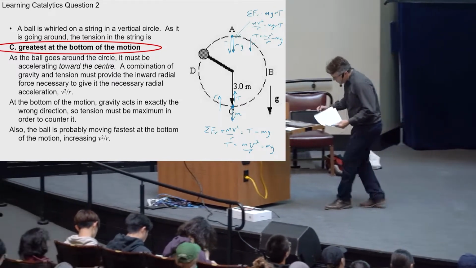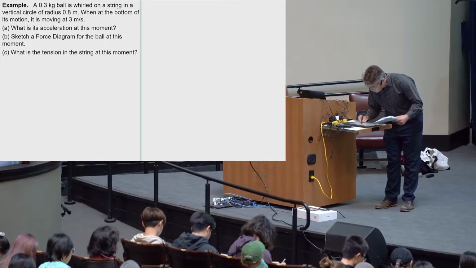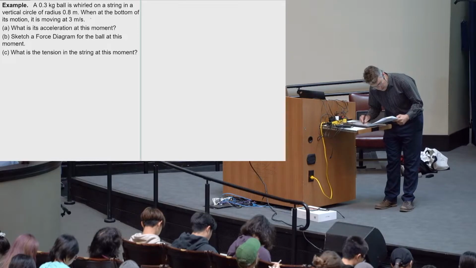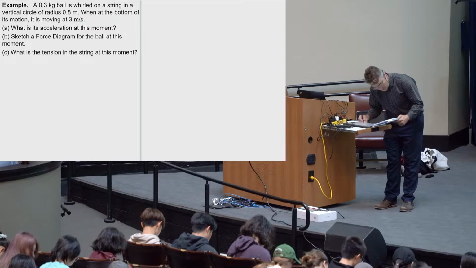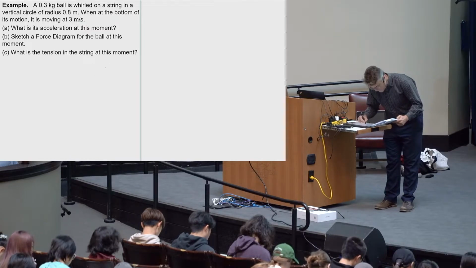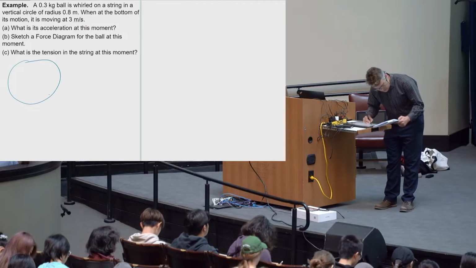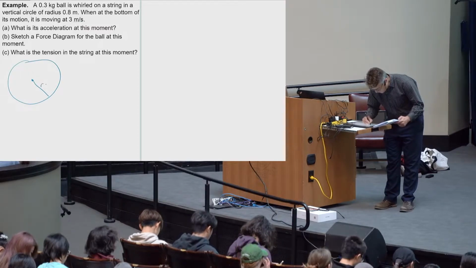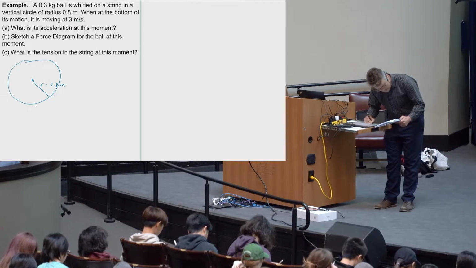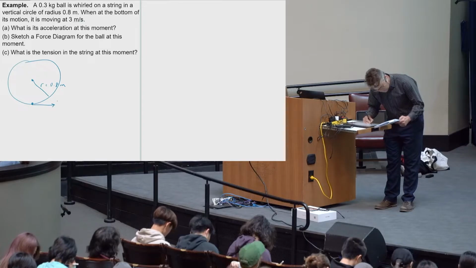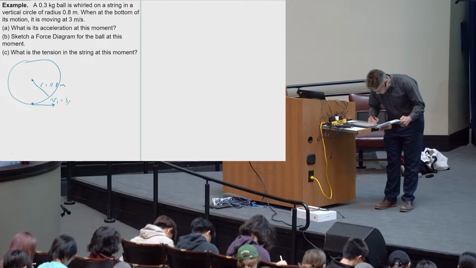Okay, so let's do an actual example. A 0.3 kilogram ball is whirled on a string in a vertical circle of radius 0.8 meters. When at the bottom of its motion, it's moving at 3 meters per second. What is the acceleration at this moment? So what I'm going to do is first sketch it. You've got r is equal to 0.8 meters. You've got, it's down here moving towards the right at v tangent, I guess, is 3 meters per second.